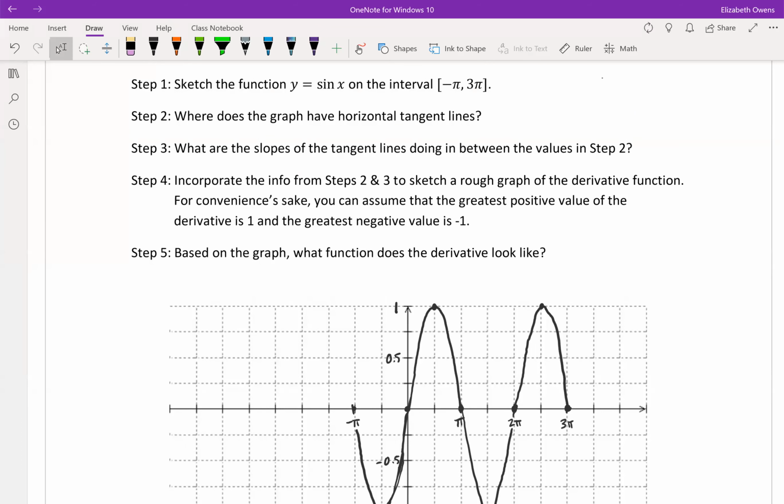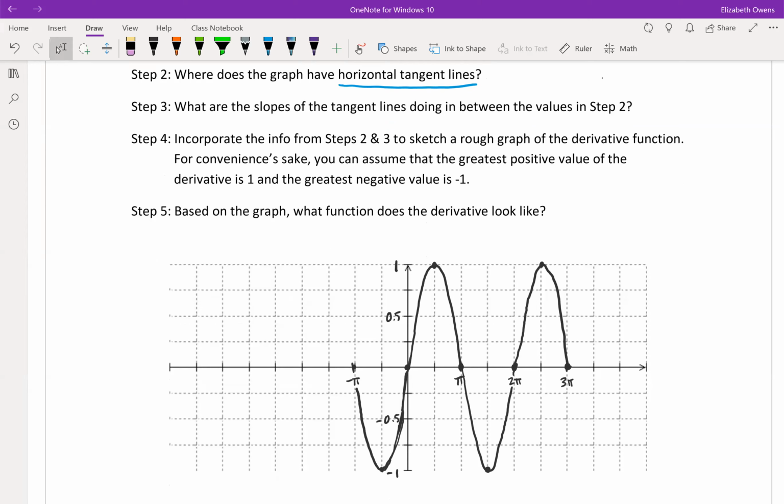Step 1, complete. Now, step 2, where does the graph have horizontal tangent lines? Those are places where the derivative is 0. Let me put some of those in really lightly here in blue. Notice how, on the portions of the curve in here, that is decidedly not a horizontal tangent line. That's not what we're looking for.